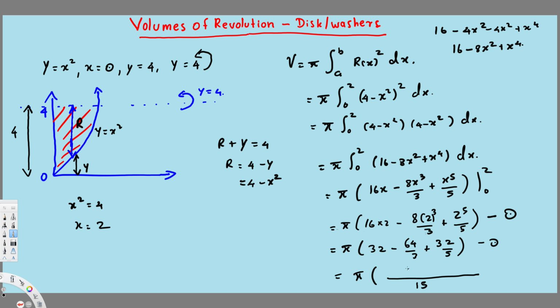So 32 times 15 is going to be 480, and then 64. So here we have 3. So 64 times 5 is going to be what, 320. Then this one is going to be multiplied by 3. So 32 multiplied by 3 is going to be 96. So 96, then minus 0. Minus 0, we can avoid it. So let's do the calculation. So 480 minus 320 is going to be 160. 160 minus 96 is going to be what? 64. So 64 divided by 15.